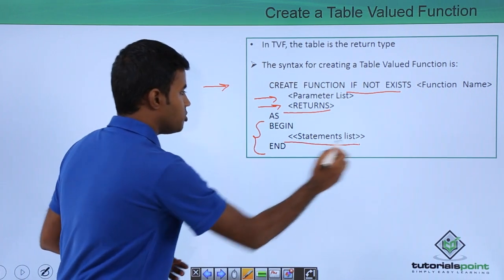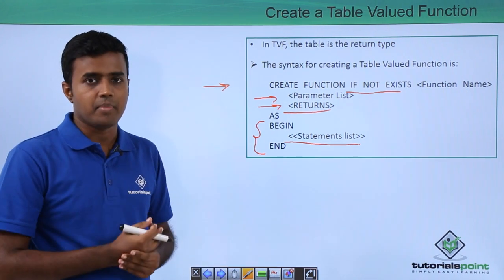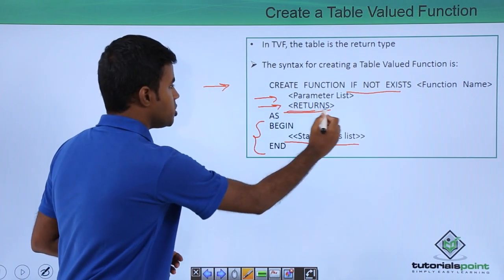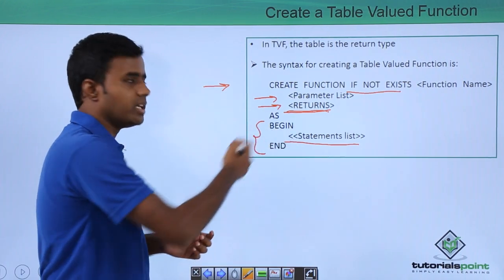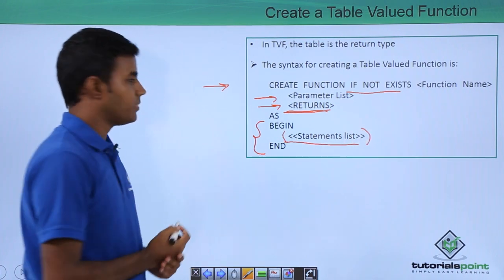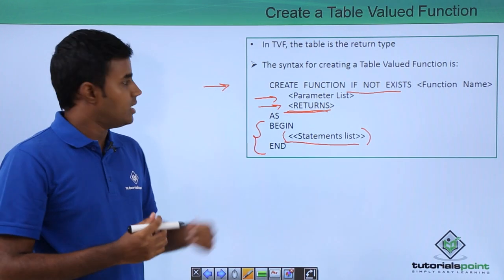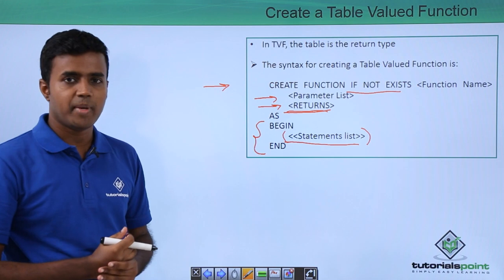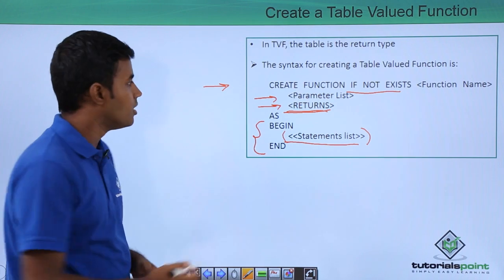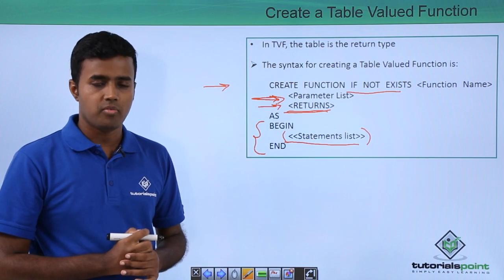So in the statement list, you basically say some kind of select statement or any other kind of statement, most probably a select statement, that basically returns a table. So most probably in the returns, you will have the keyword table because it's returning a table. And when you execute that function, the entire table that is being generated between this begin and end will be returned. The difference with respect to a view is that when you are executing a table valued function, you have the power of passing in a parameter list. We will look at a demo of how to create one.